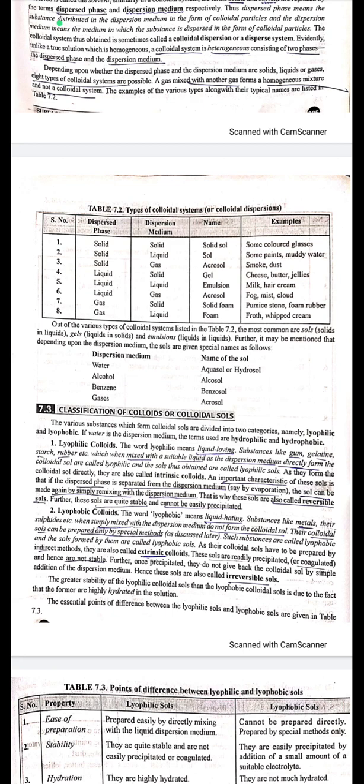Liquid in gas, aerosol: fog, mist, cloud. Gas in solid, solid foam: pumice stone, foam rubber. Gas in liquid, foam or froth: whipped cream.